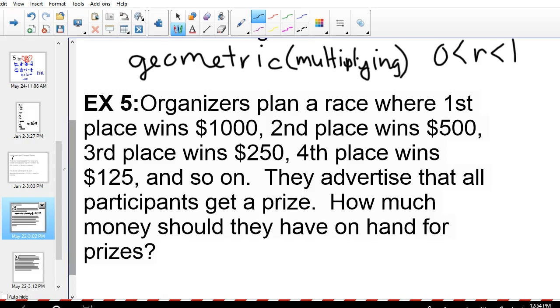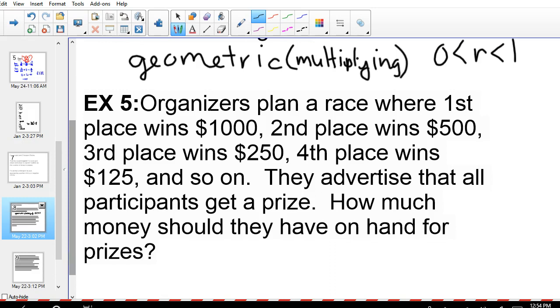So like the next person's getting less than $1. All right. And we keep doing this and keep doing this forever. So eventually, this is going to get closer to a number. It is not going to be infinity. What number do you think it might be? Looks like 2,000, and it is.